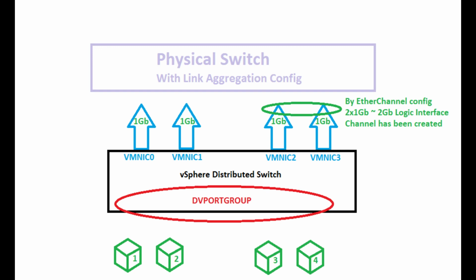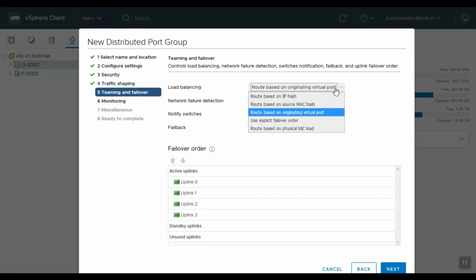IP hash is used for link aggregation situations on the physical switch side, for example, if you use EtherChannel in a Cisco switch config. Explicit failover order is not actually a load balancing option because the host chooses the first active uplink, and if there is no available active uplink, it uses the standby list. Physical NIC load is like originating virtual port, but the vSwitch will check the real load of each uplink. So you must consider the physical switch configuration for choosing which option.